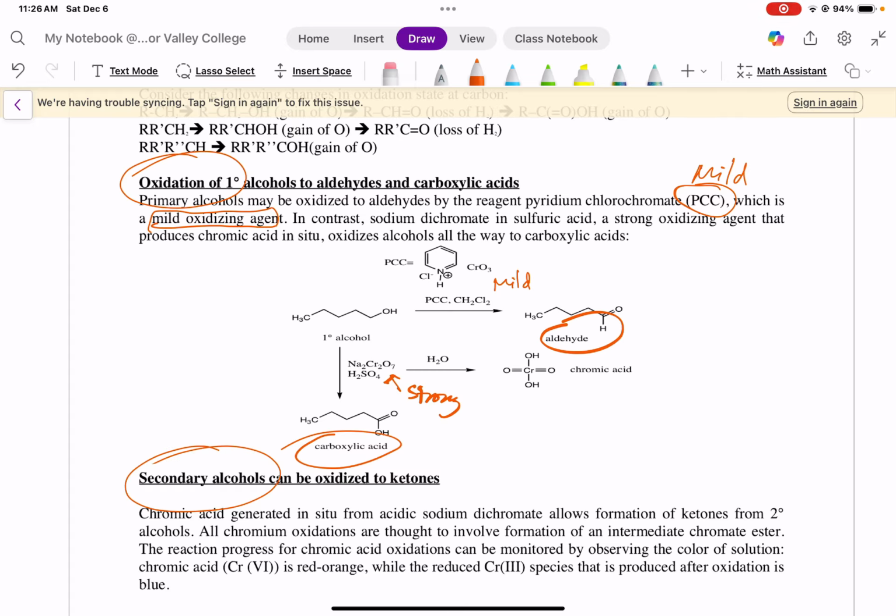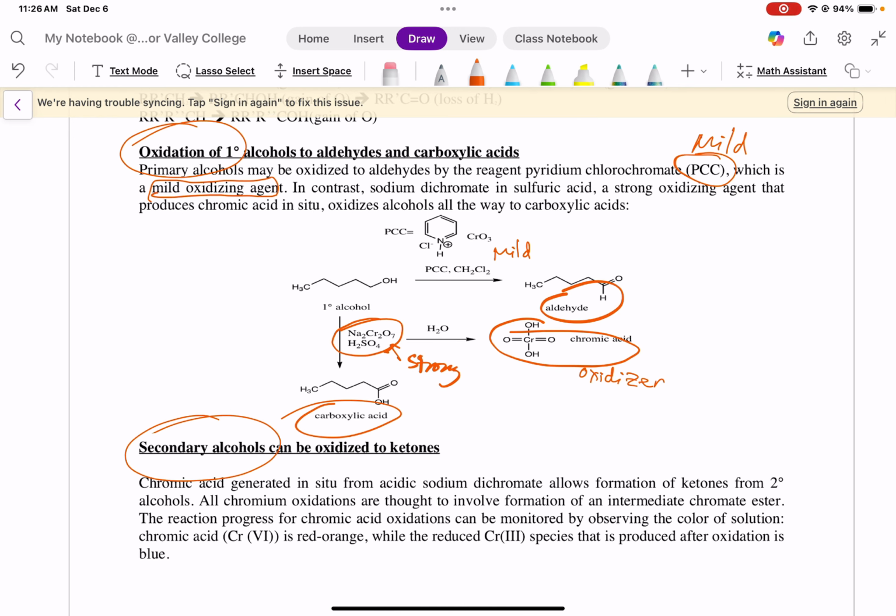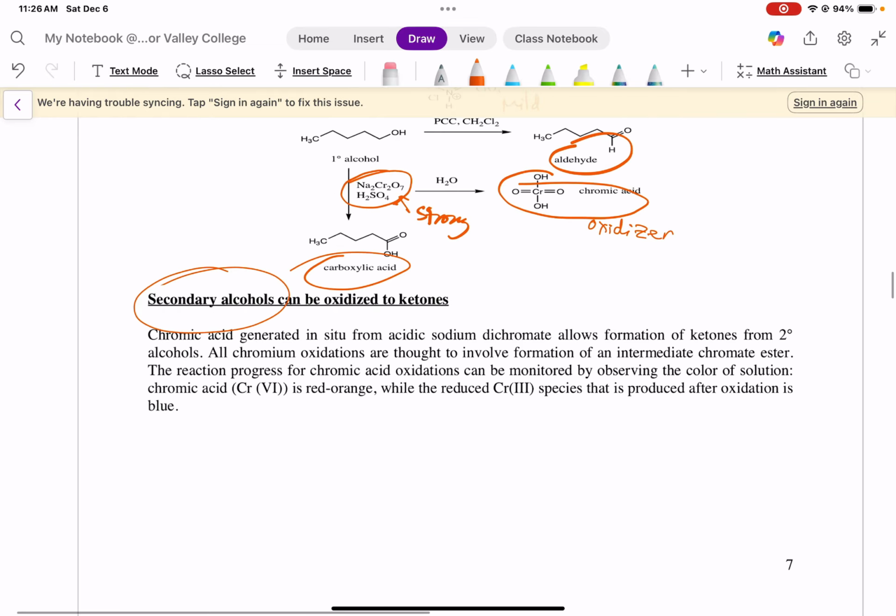Now in the solution, sodium dichromate reacts and forms chromic acid first, and chromic acid is actually the active oxidizer that oxidizes primary alcohol to carboxylic acid. Okay, so remember that. PCC versus sodium dichromate in sulfuric acid.